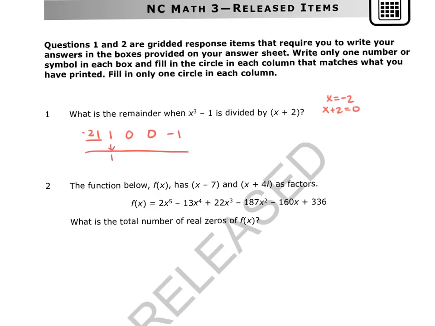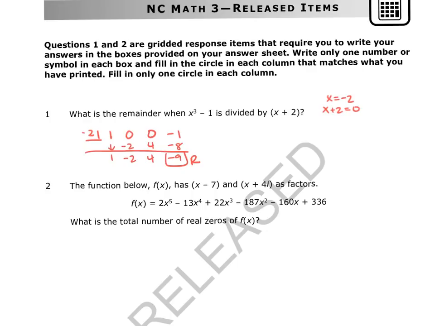Bring down the first column, multiply, add, multiply, add, multiply, and then add. So this is our remainder. So our answer to this question is -9. You could also do long division, but I know most of you guys will choose synthetic.